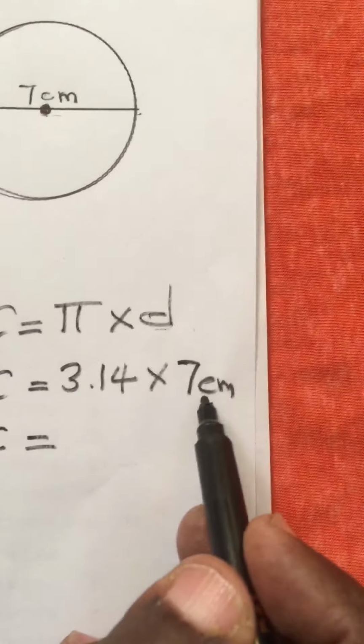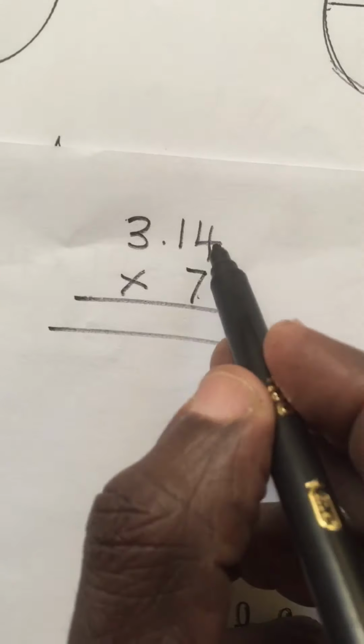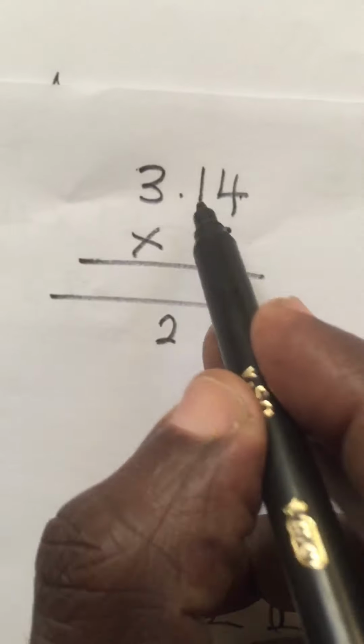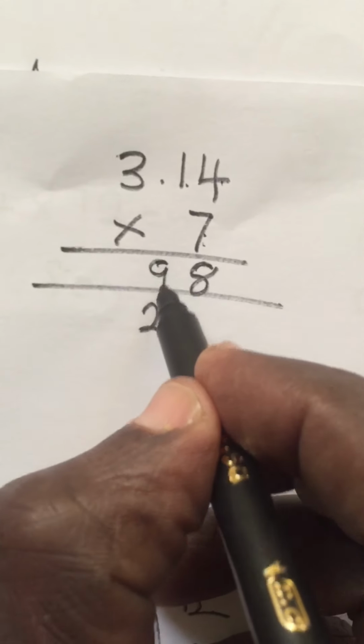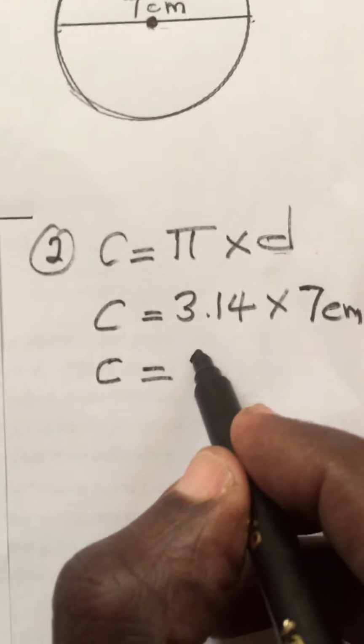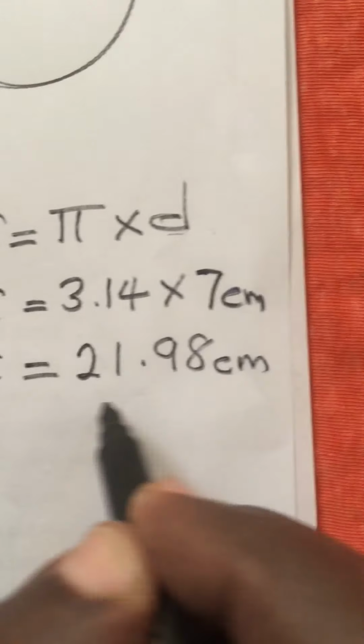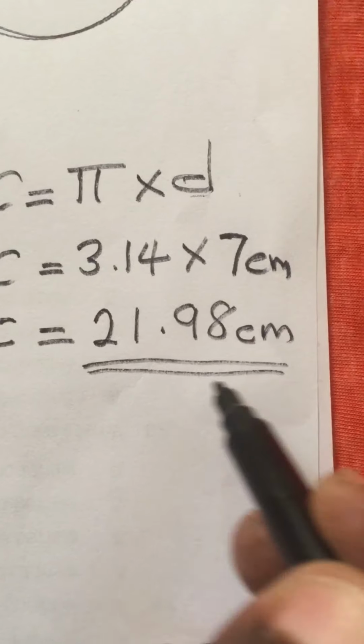So we come here to say circumference is equal to, we multiply them. What are we multiplying? 3.14 times 7. So 7 times 4, that is 28, carry the 2. 7 times 1, 7, plus 2, 9. 7 times 3, 21. How many decimal places? 1, 2. So put a decimal point there. So our answer is equal to 21.98 centimeters. So this is the answer.